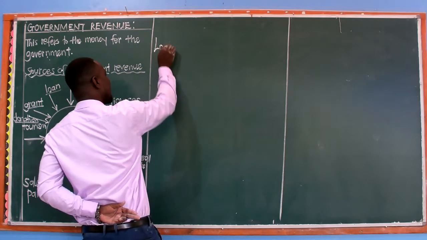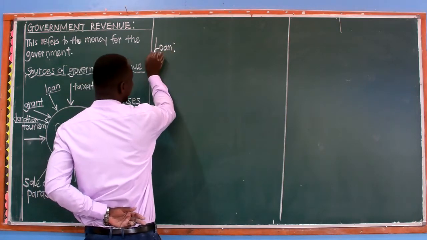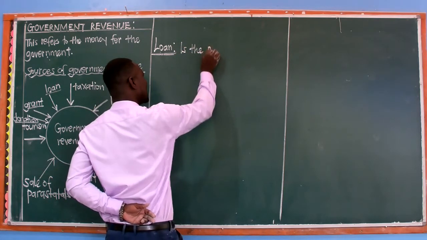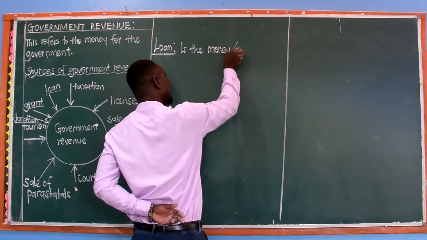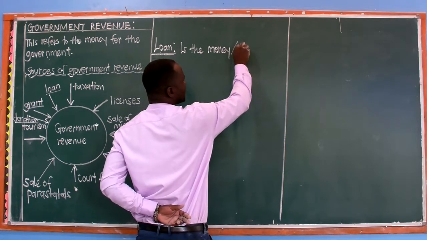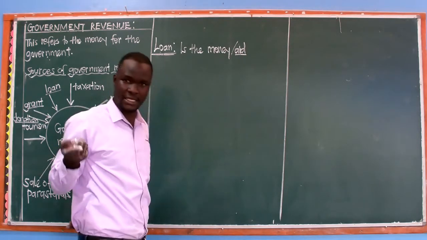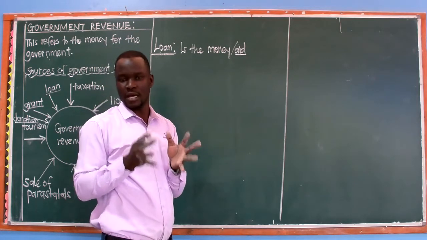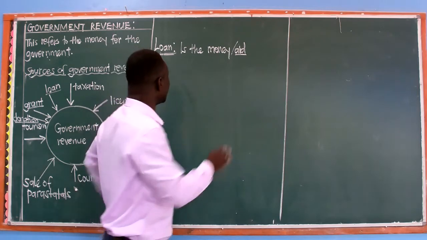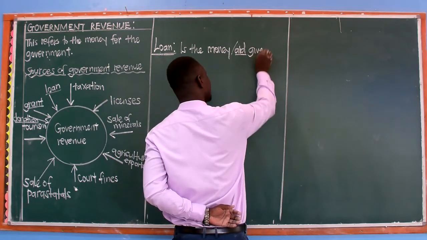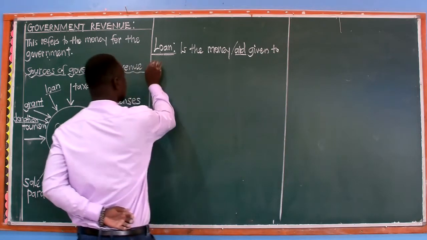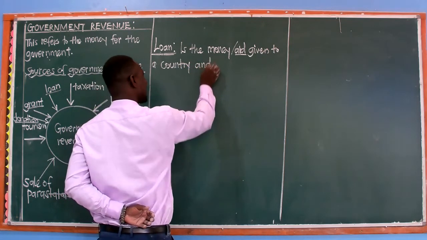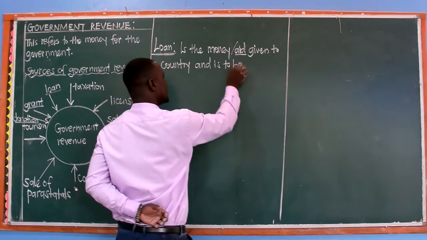So we have one, a loan. What is a loan? A loan is help, it can be money, it can be aid. Of course, that money, that help is what you can call aid. Not AIDS, the disease. I'm talking about aid. This one is in small letters, AIDS the disease is written in capital letters. This is the money given to a country, and it is to be paid back.